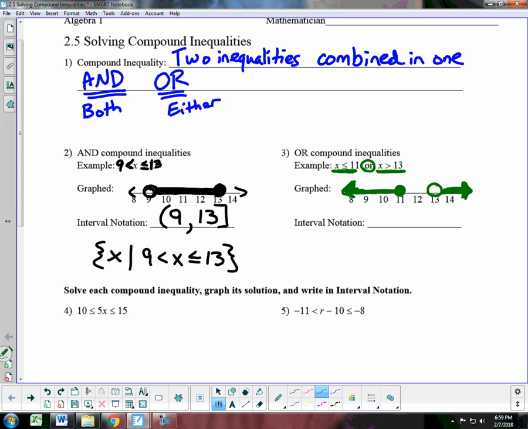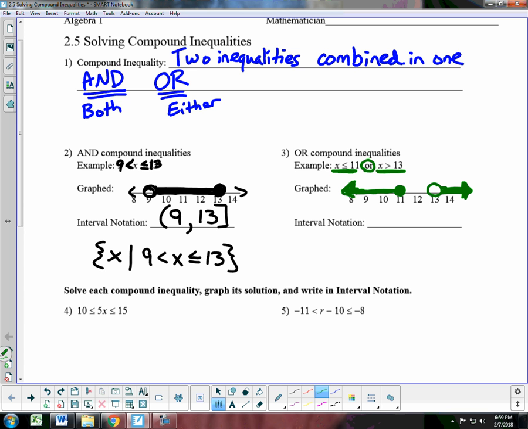So this is a typical "or" situation where we're shading towards negative infinity and towards positive infinity because we could have values that are either going to the left or going to the right. And then there's this gap in the middle that we do not want. In this case, that's numbers that are bigger than 11 up to 13. We don't want those values.